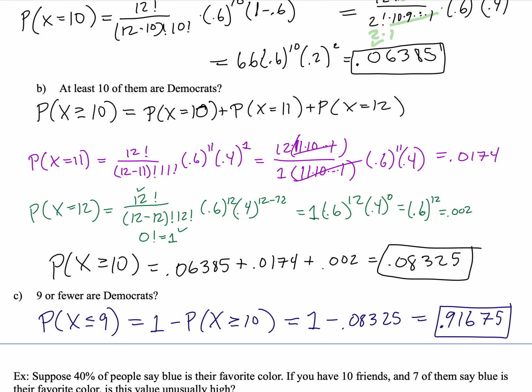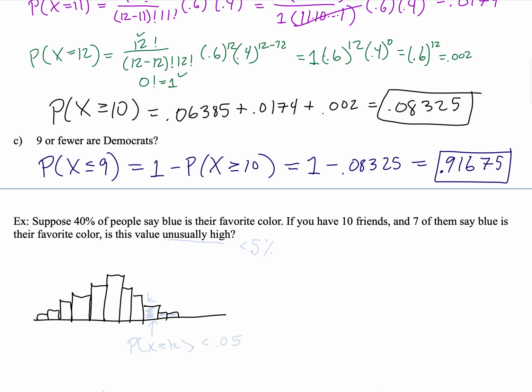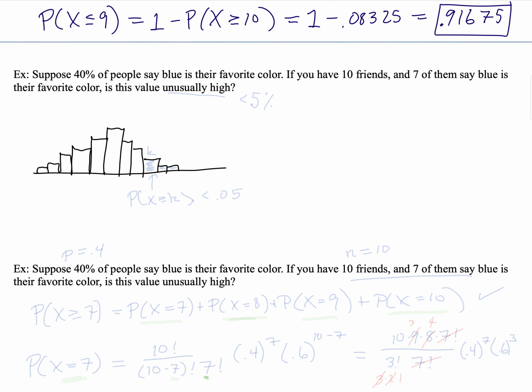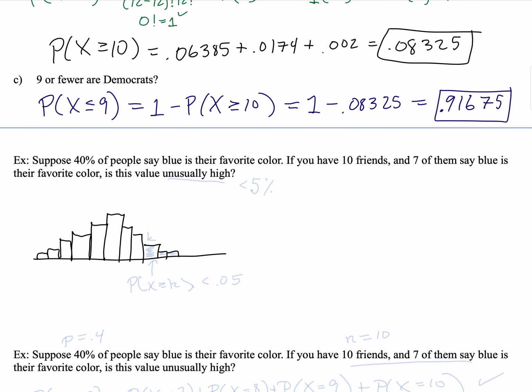All right, suppose 40% of people say that blue is their favorite color. If you have 10 friends and 7 of them say that blue is their favorite color, is this value unusually high? One thing to note, if we are talking about an unusually high or unusually large value, that's something that happens less than 5% of the time.